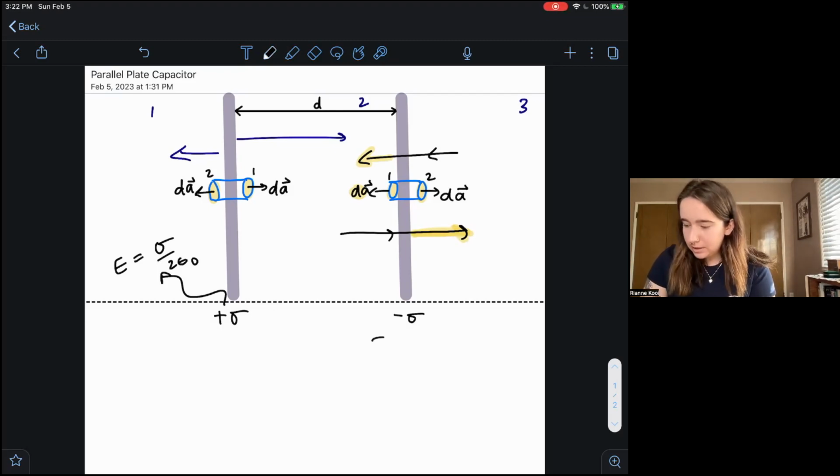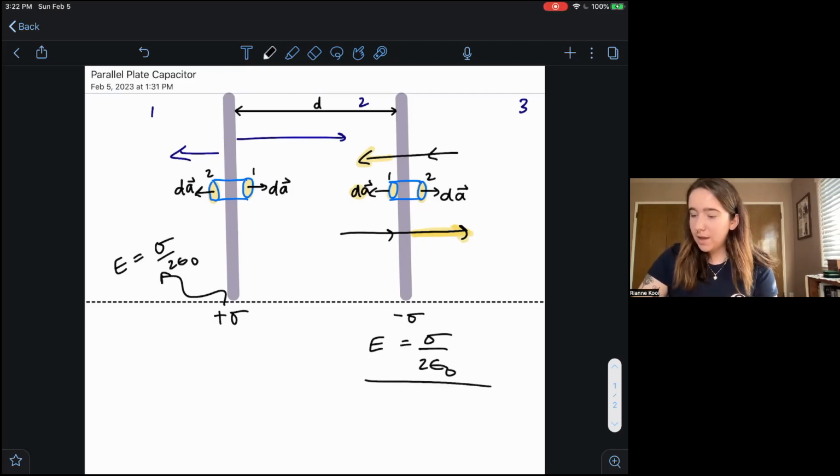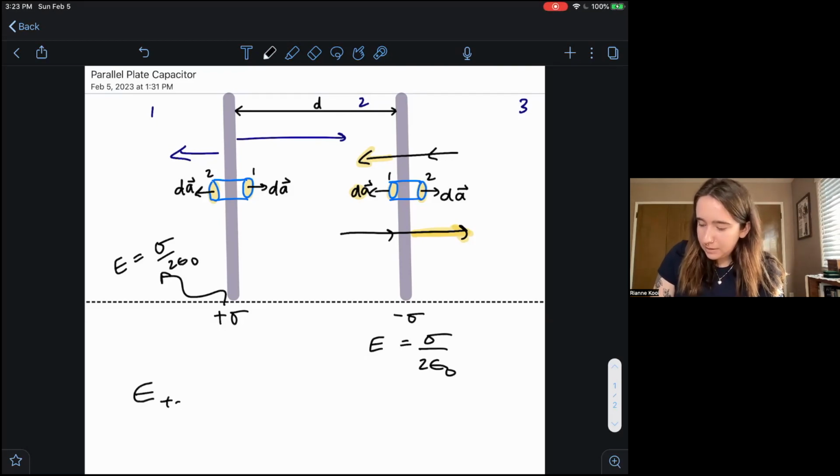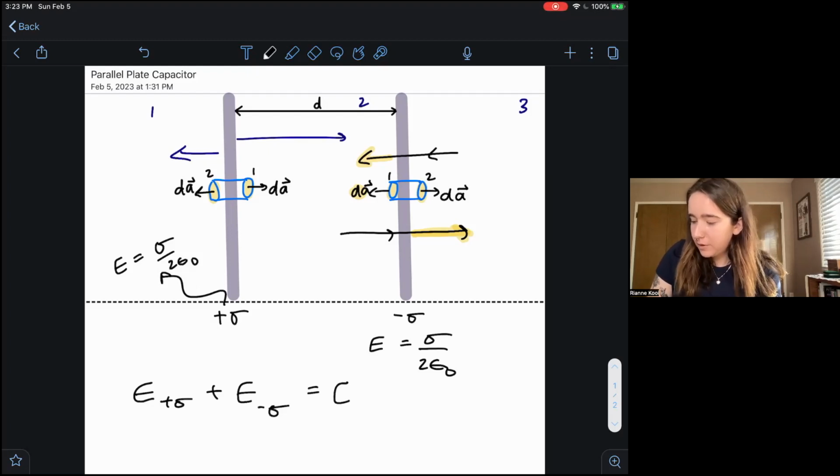We are still left with that E equals sigma over 2 epsilon naught. So that is the field contributed to both of these parallel plates. But what if we wanted to find the E field between the two of them in this region 2? Well, we would just add them together because they are contributing the same constant E. So the E from positive sigma plus the E from negative sigma equals our E total.